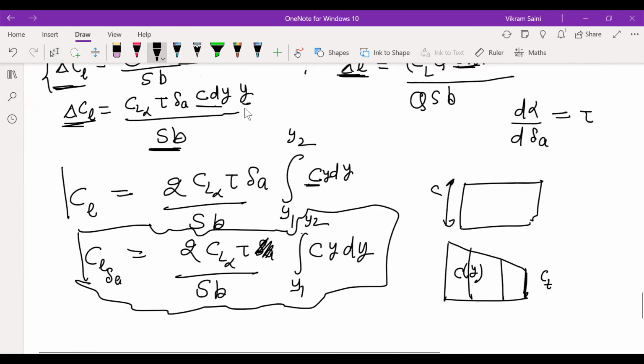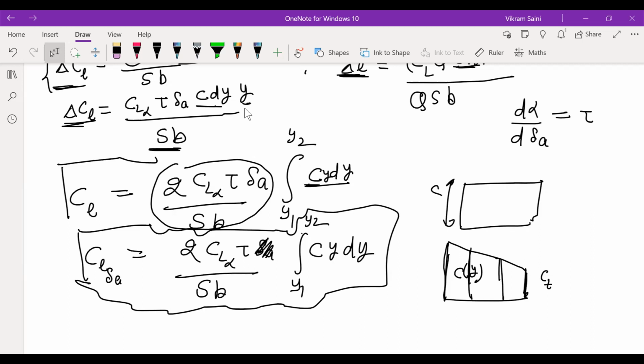These numbers are independent of y. They don't depend on y. Whatever depends on y, C depends on y, because if you have a tapered wing section, the chord length is different at different y locations. So I keep it inside the integration and perform the integration from y1 to y2. So that is your net coefficient for the rolling moment.